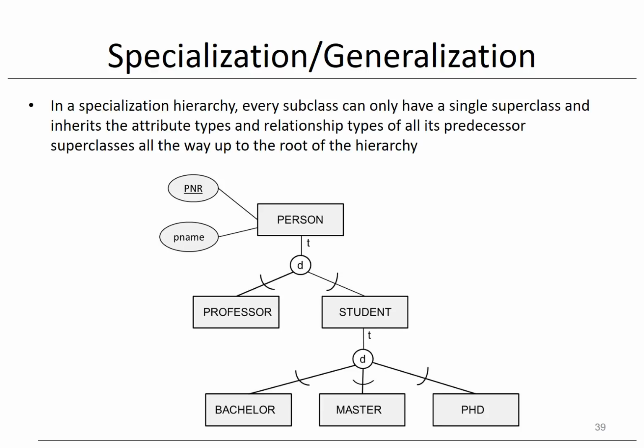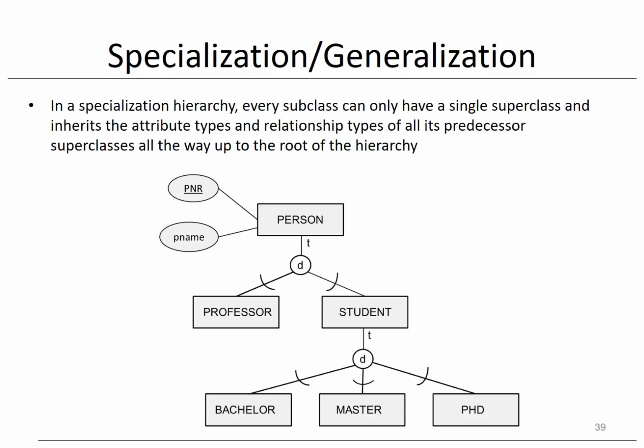A specialization can be several levels deep. In other words, a subclass can again be a superclass of another specialization. In a specialization hierarchy, every subclass can only have a single superclass and inherits the attribute types and relationship types of all its predecessor superclasses all the way up to the root of the hierarchy.